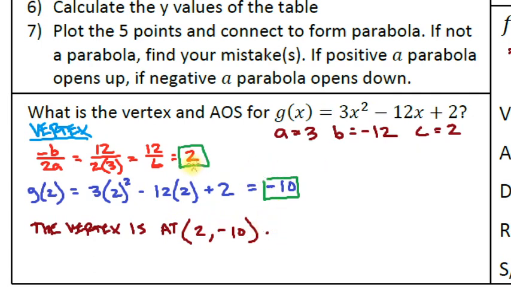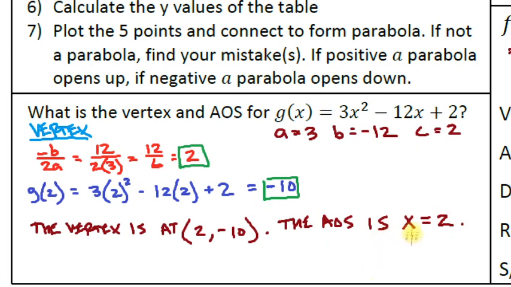How do we find the axis of symmetry? Well, the axis of symmetry, remember, it's a vertical line that passes through the vertex. That means it has to cross at the point where x equals 2. So we can put in here the axis of symmetry is, remember, it's not just a number, it's an equation. X equals 2. It's at every point where x equals 2.